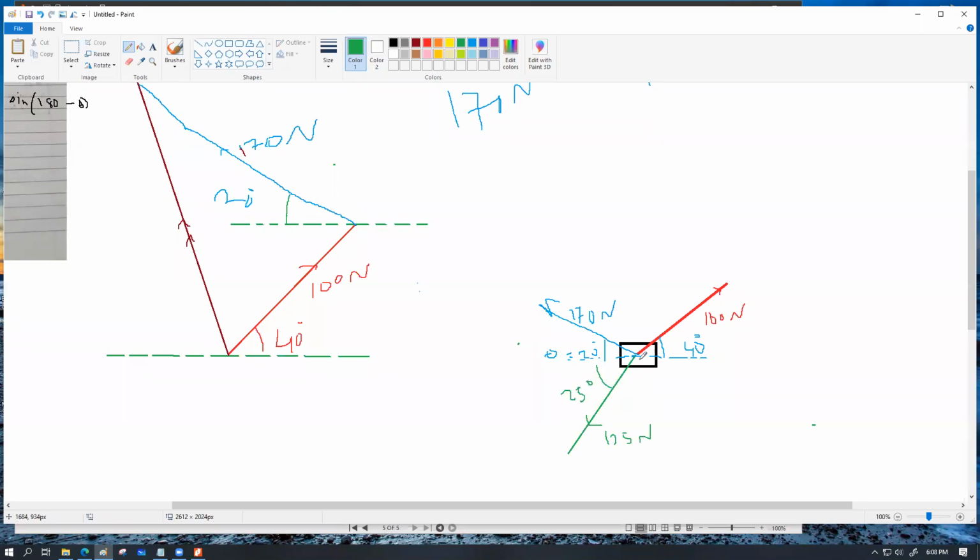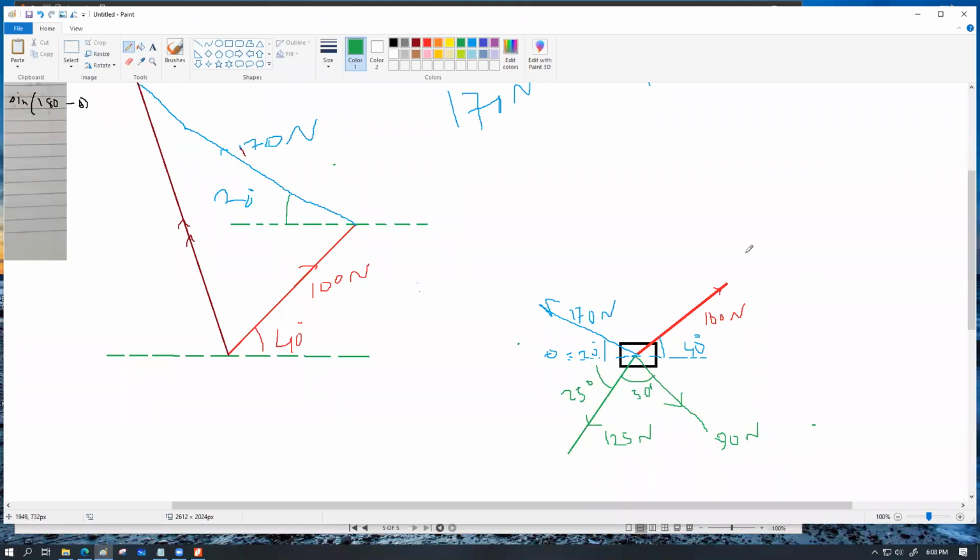And let's say we have another force over here. Let's say this force was, I don't know how much, maybe 90 Newton, which might as well produce some angle over here. Let's say that is 50 degrees. So we can have these forces in this way. So in this case, you can see that there are four forces working on this object.